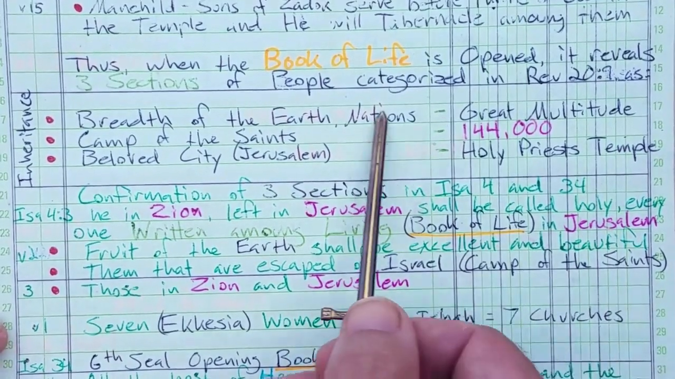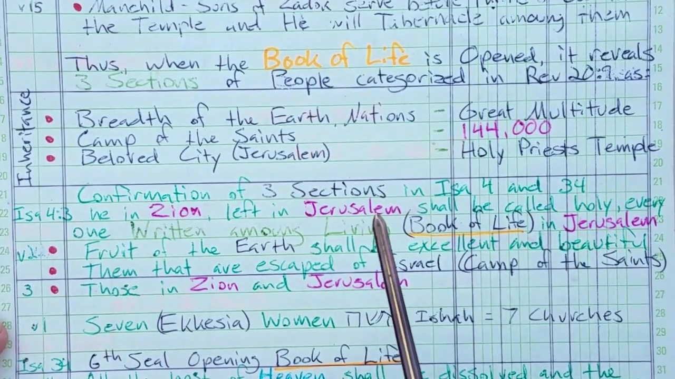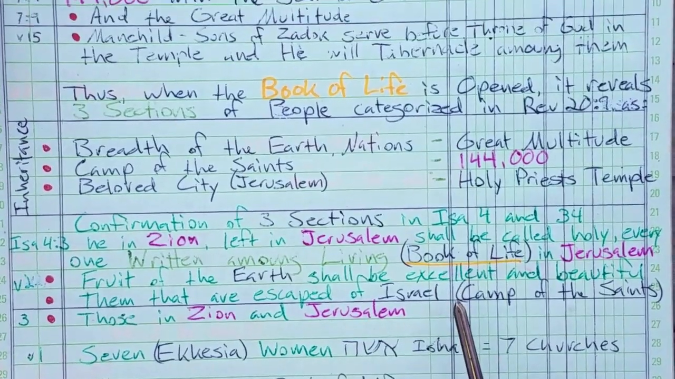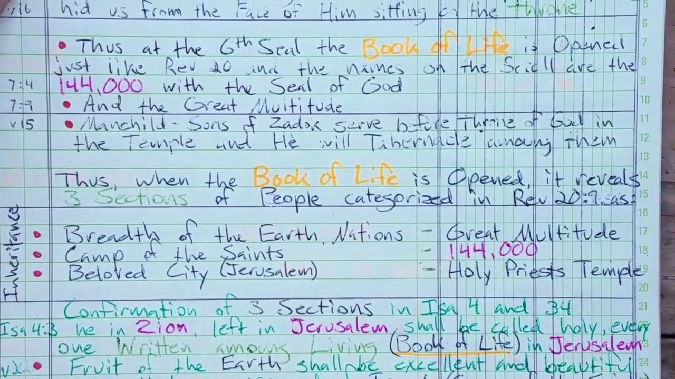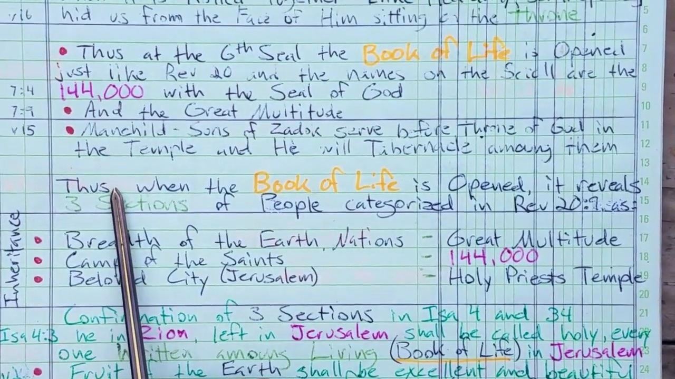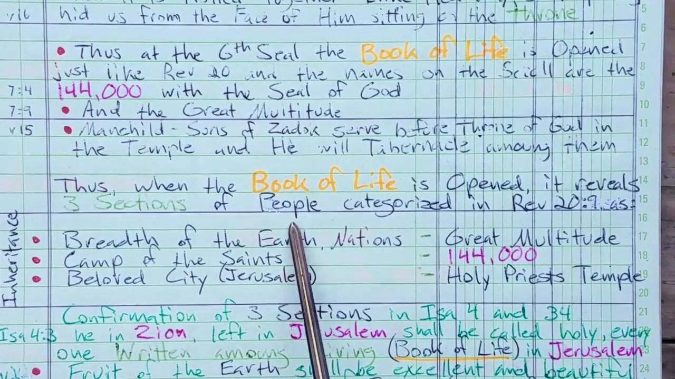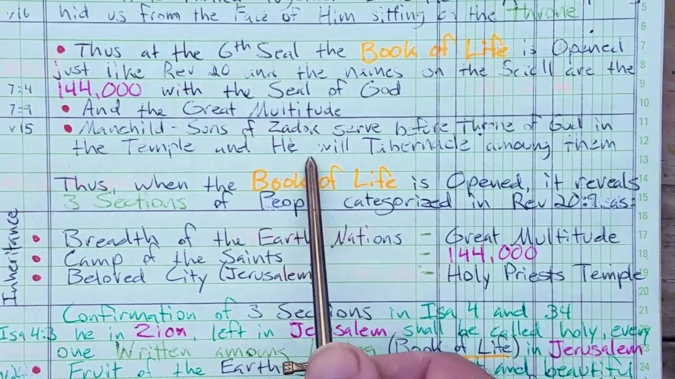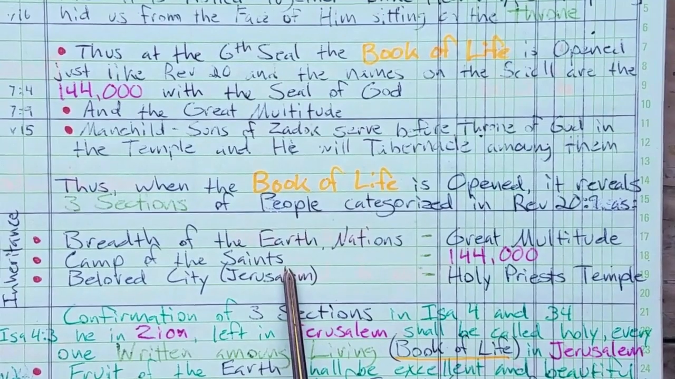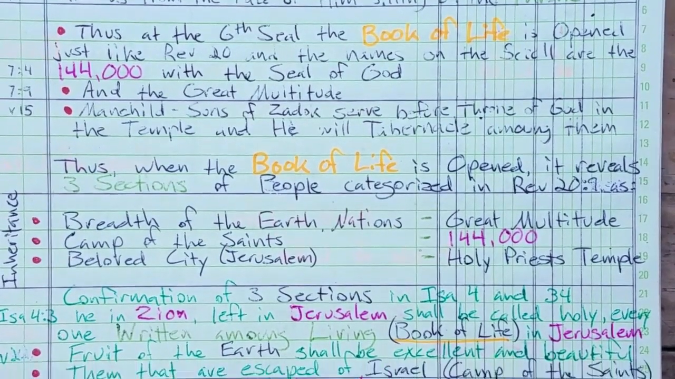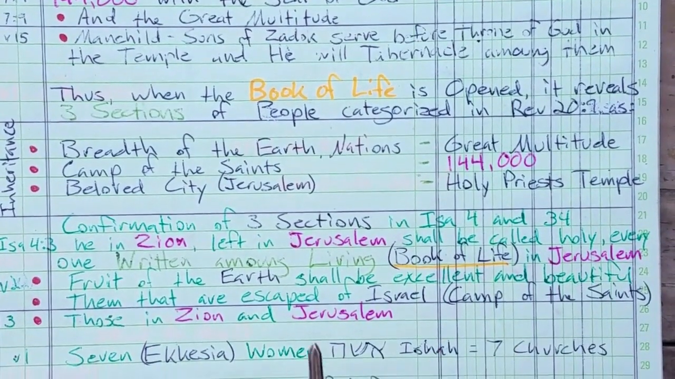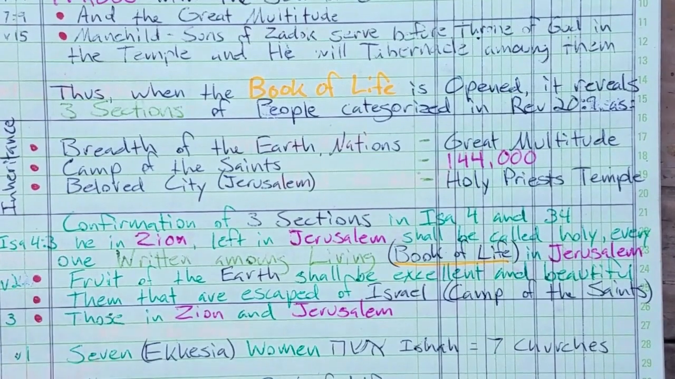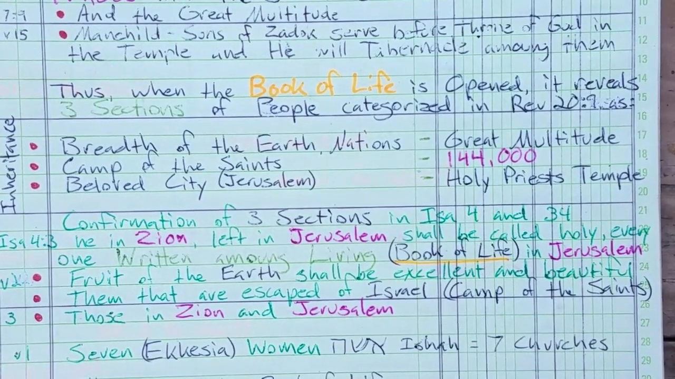So again, we have a clear order of the book of life being expressed in the sixth seal with 3 sections to it, and the book of life being expressed in inheritance with 3 sections to it in Revelation chapter 20. And we see confirmation of that, of 3 sections and people groups, in Isaiah chapter 4.